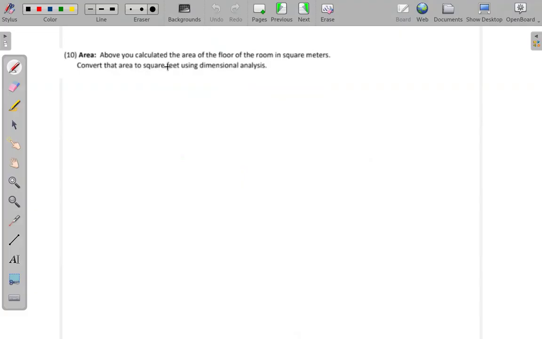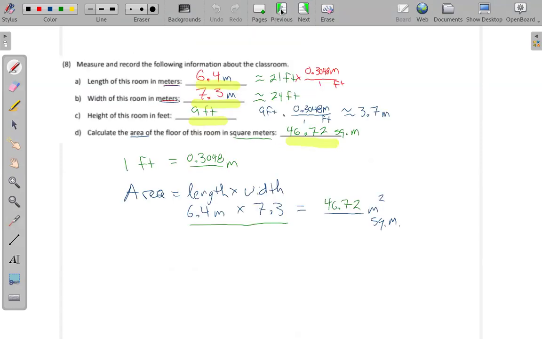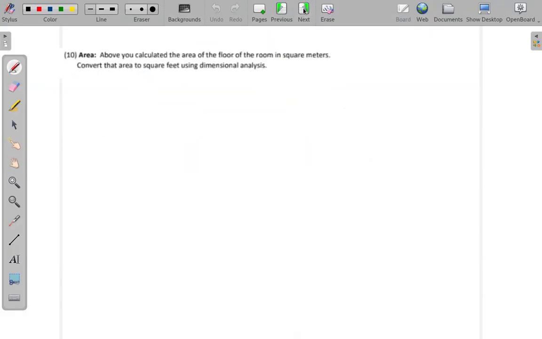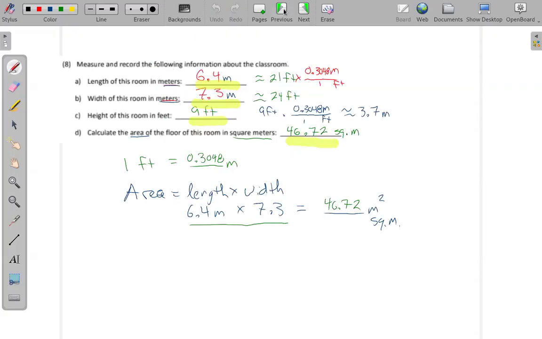All right, above you calculated the area of the floor in square meters. Convert that area to square feet using dimensional analysis. There's lots of ways to do this depending on the units you were given. So let's see. We are going to start with our square meter and change to square feet. So let's back up to find that. All right, 46.72 square meters. So we're starting with 46.72 meters squared. We want to convert that to feet squared. Make sure I wrote that correct. Yeah, 46.72.